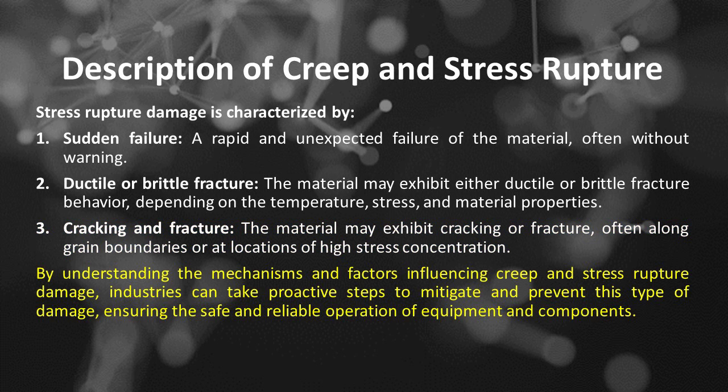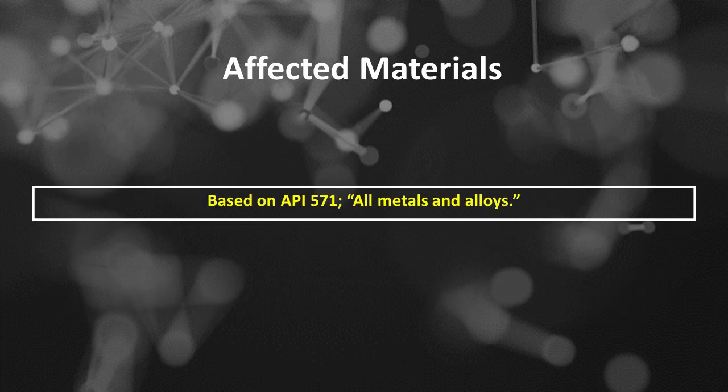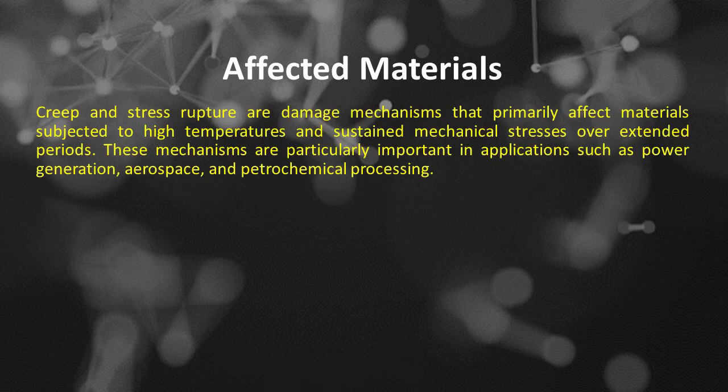By understanding the mechanisms and factors influencing creep and stress rupture damage, industries can take proactive steps to mitigate and prevent this type of damage, ensuring the safe and reliable operation of equipment and components. Creep and stress rupture damage mechanisms, affected materials based on API 571. All metals and alloys. Creep and stress rupture are damage mechanisms that primarily affect materials subjected to high temperatures and sustained mechanical stresses over extended periods.